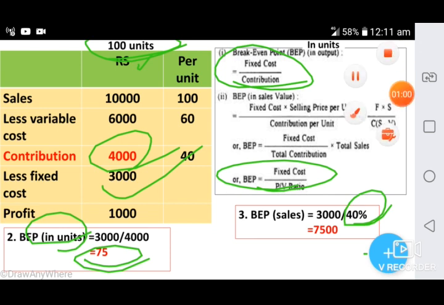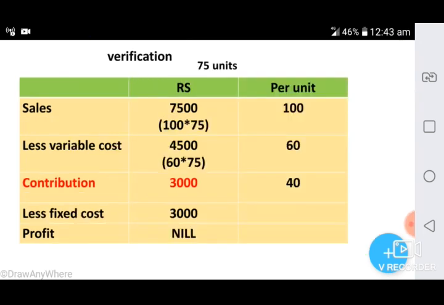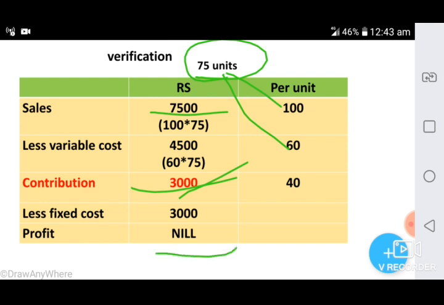Okay, verification. BEP units 75 units, BEP sales 7,500. 100 into 75. Less variable cost 60 into 75, that is 4,500. Then contribution equals 3,000. Less fixed cost 3,000. So profit nil. That is the break-even point, there is no profit or no loss.